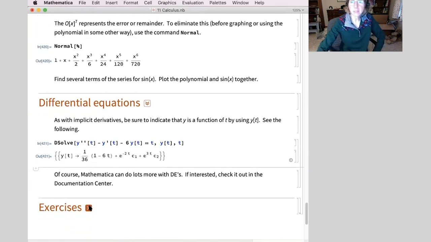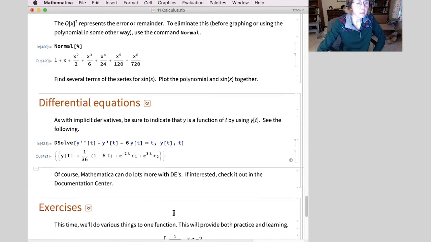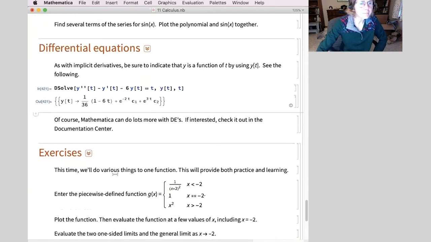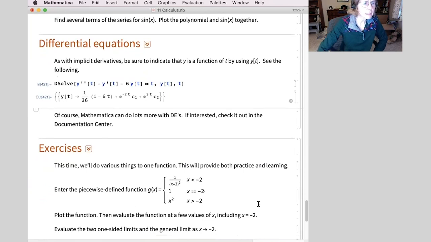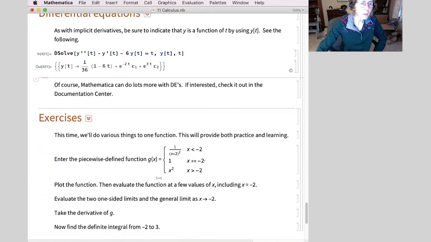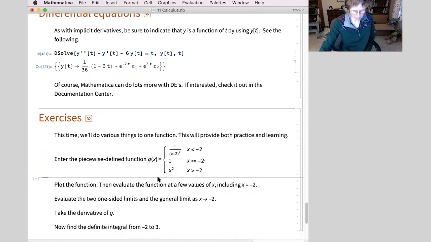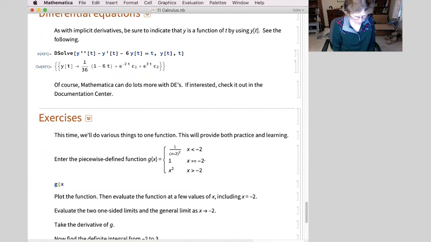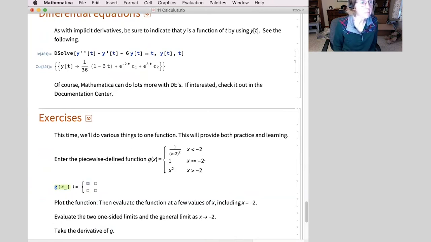All right, down to exercises here. Let's look at this piecewise defined function. Well, I've entered this, but now we need to type it in again because it's good practice. So G, and I want X underscore, close that, colon equals, then I'm going to use escape, PW, escape to get my curly brace, and I'm going to use control enter to get 4 pieces in there.